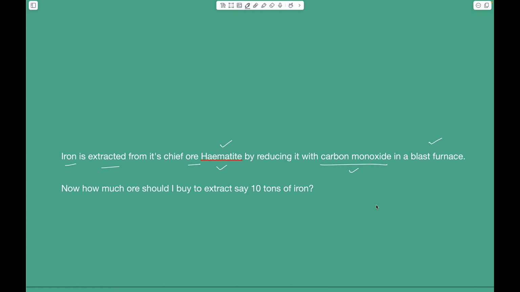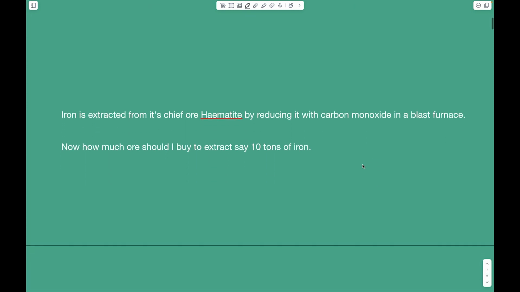Now my question is, how much hematite should I buy to extract 10 tons of iron by using this process? This is a valid question, right? And I want to figure this out without stepping into a laboratory. How can I do that? Now, to be able to do this, we developed a system.